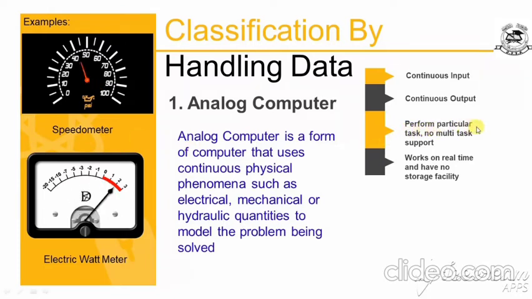Analog computer performs particular tasks and they are not multitasking support. Again, a speedometer tells you speed only. It will not tell you the fuel level. It will not tell you the other things in the car, but only speed. So, which means that analog computer works specifically on a single task at a time. It works on real time and have no storage facility, which means that you cannot store data in analog computer.